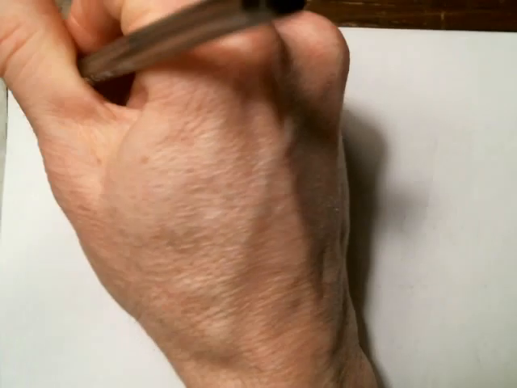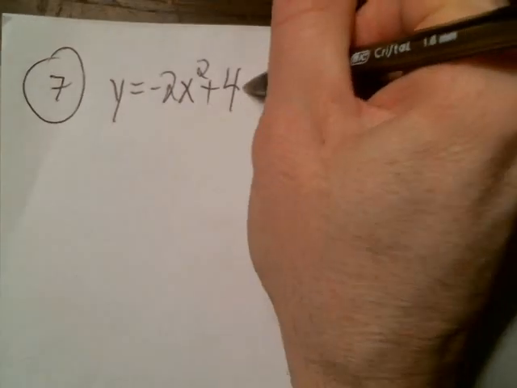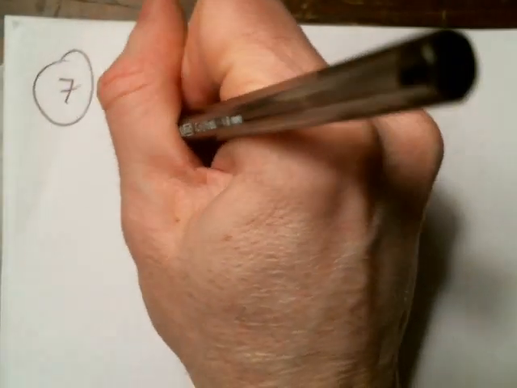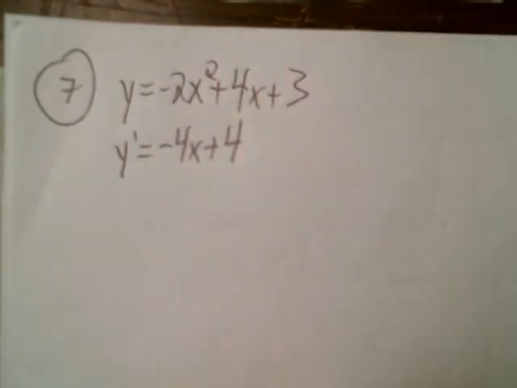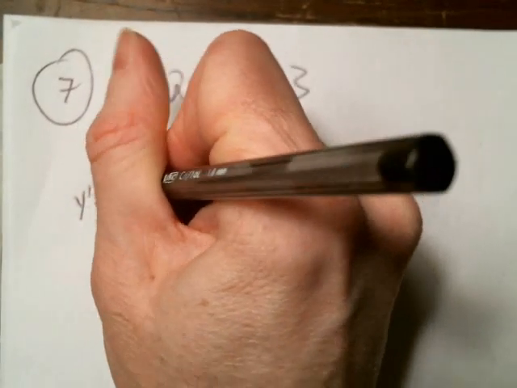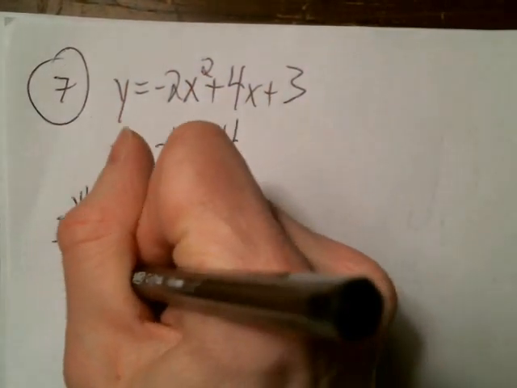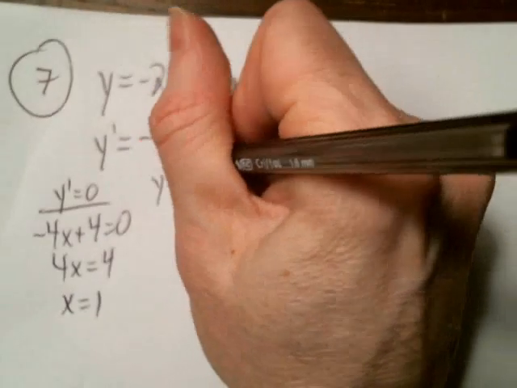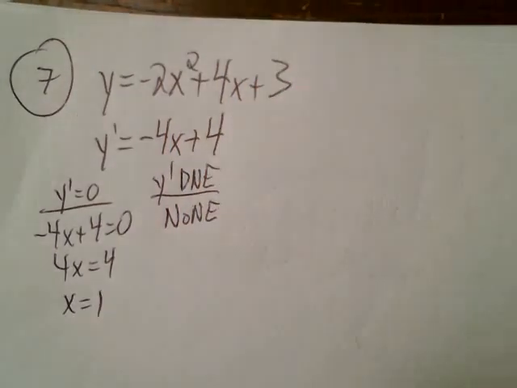This is number 7. So I have y equals -2x squared plus 4x plus 3. Okay. I need the derivative. So y prime is -4x plus 4. Then I need the critical numbers, so where y prime is 0. -4x plus 4 is 0, so 4x equals 4, so x is 1. And then where is y prime undefined? And that never happens. It's a polynomial, it's a line. There's no holes in it.